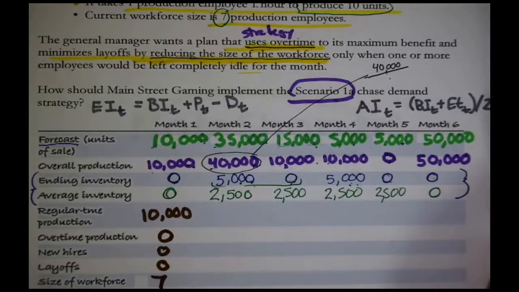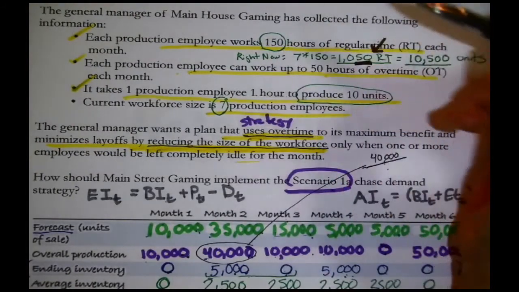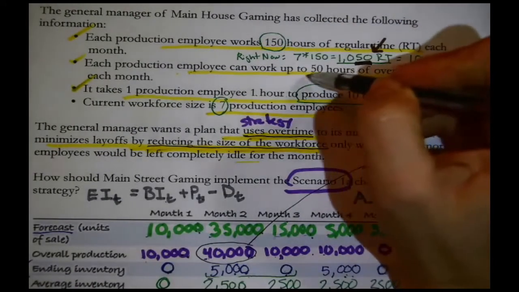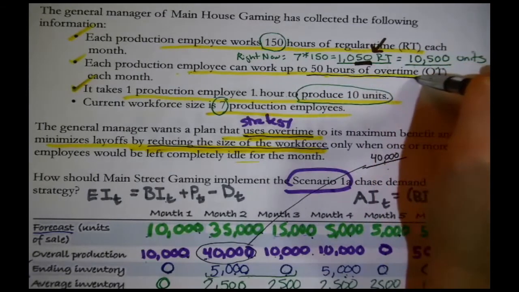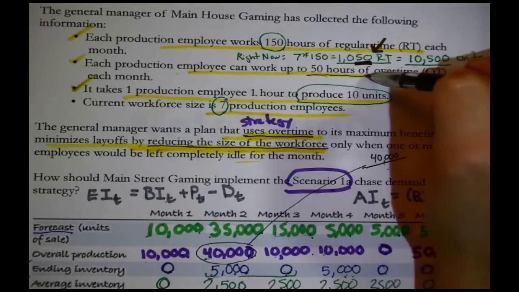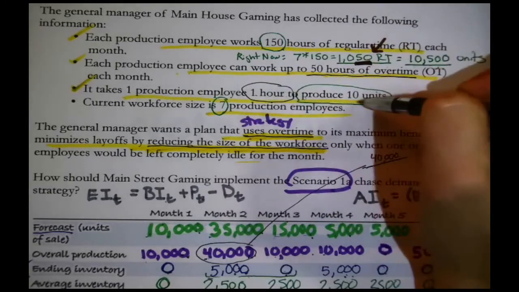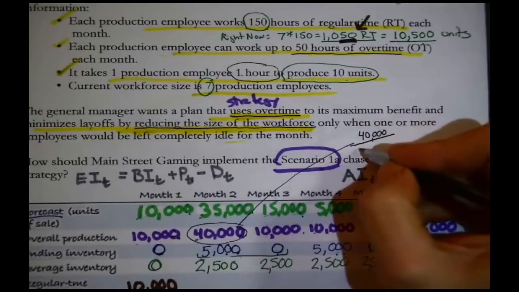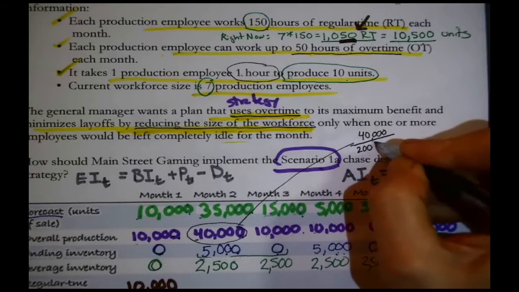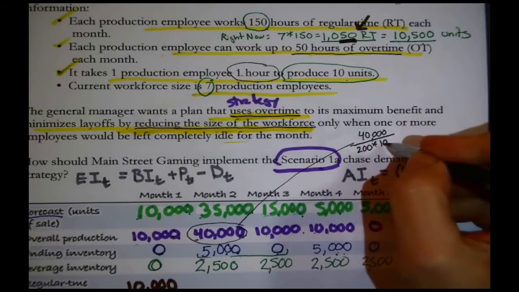Well, a single person can provide 150 hours of regular time and can provide 50 hours of overtime, which we have the okay to use, which means a single person could provide 200 hours of time a month. Each hour they could produce 10 units of sale. That means a single person could provide 200 hours, producing 10 each hour, which is 2,000.